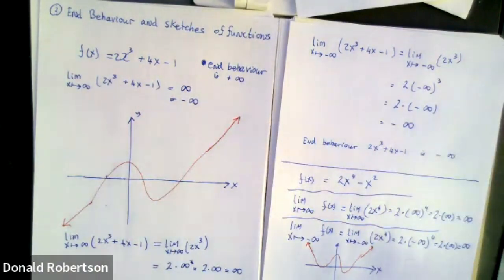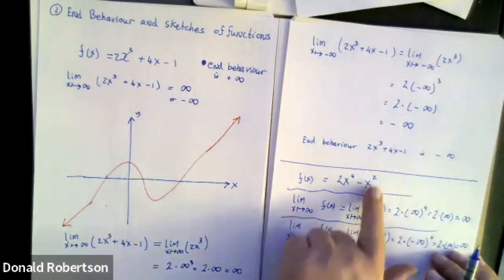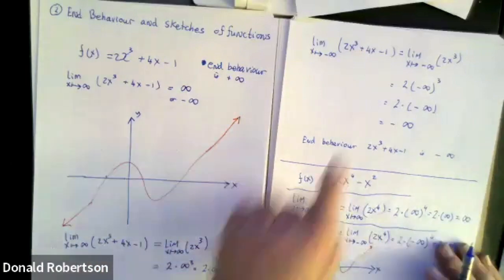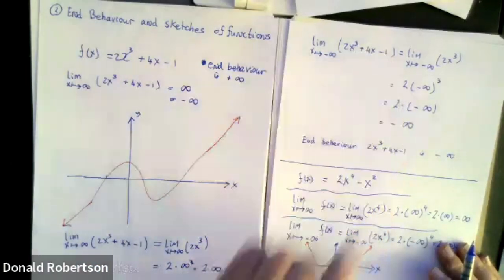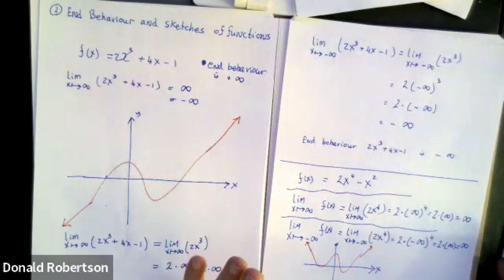Now, if you want to say, well, how can I just ignore that x squared or get rid of it? Or in this case, ignore the 4x, take away 1. Why does that actually work?